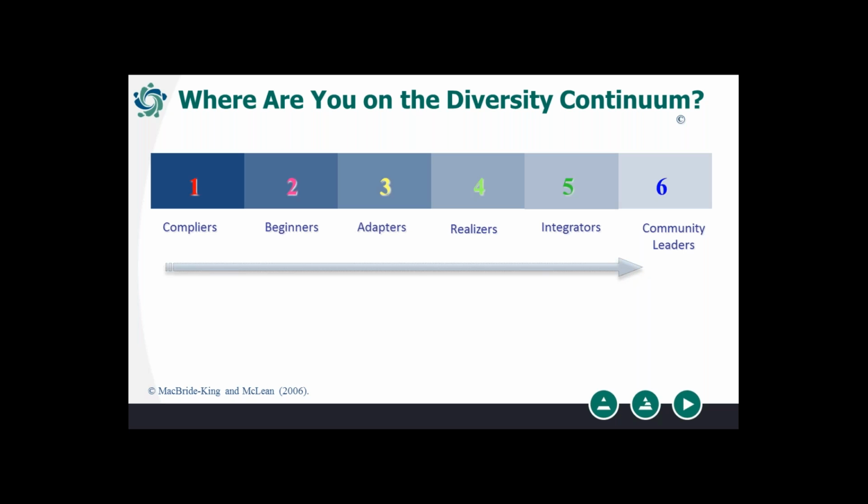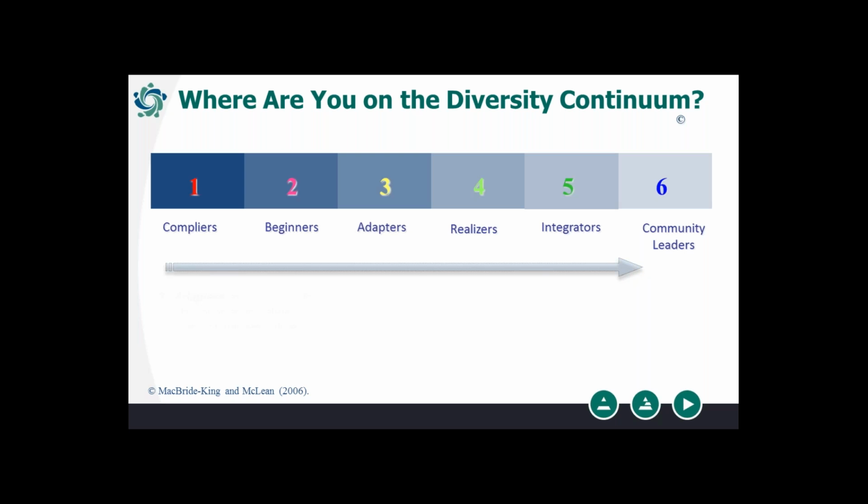But compliers are doing it to meet the law. I call it stay out of jail. And so their strategy, and they probably don't have a strategy, is anything to meet human rights legislation to stay out of jail. Beginners are organizations who want to do the minimum, but their focus is on numbers, or just small initiatives that really won't lead to sustainable diversity.